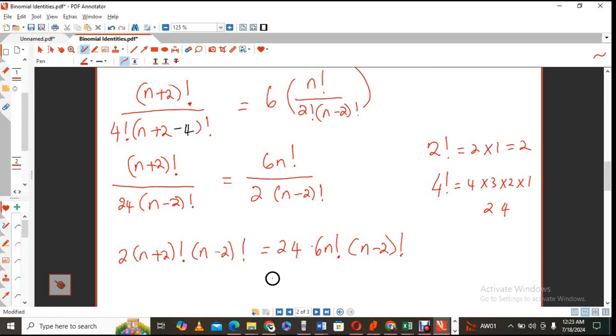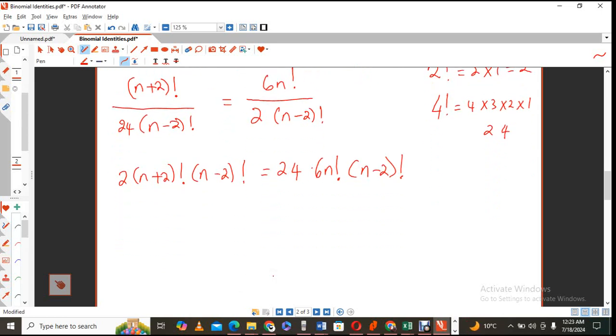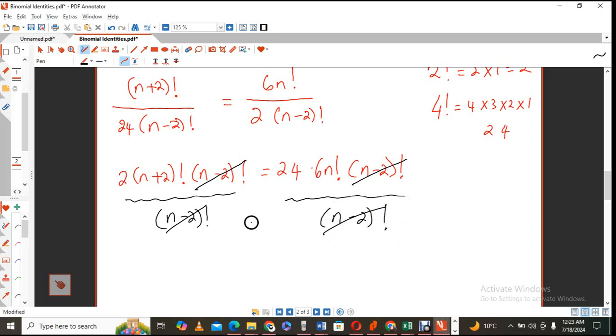Okay, so there are a couple of things that we can do here. Of course, we can divide throughout by (n - 2)! because I see that this is common and that is common. So I am dividing throughout by (n - 2)! on both sides. Of course, there's also something else I can do. There's a 2 there, so I can also divide by 2, and I divide here by 2, and that gives me 12 over there. Okay, right.